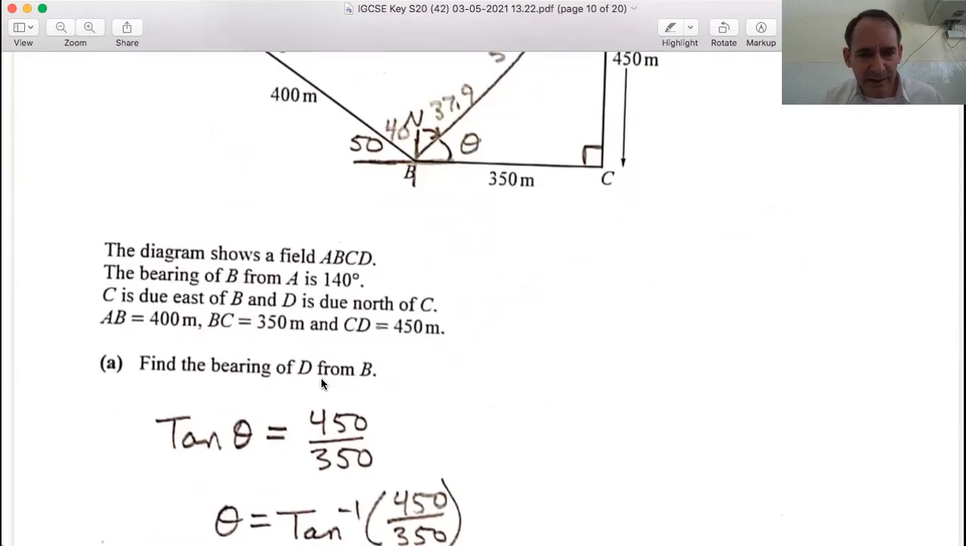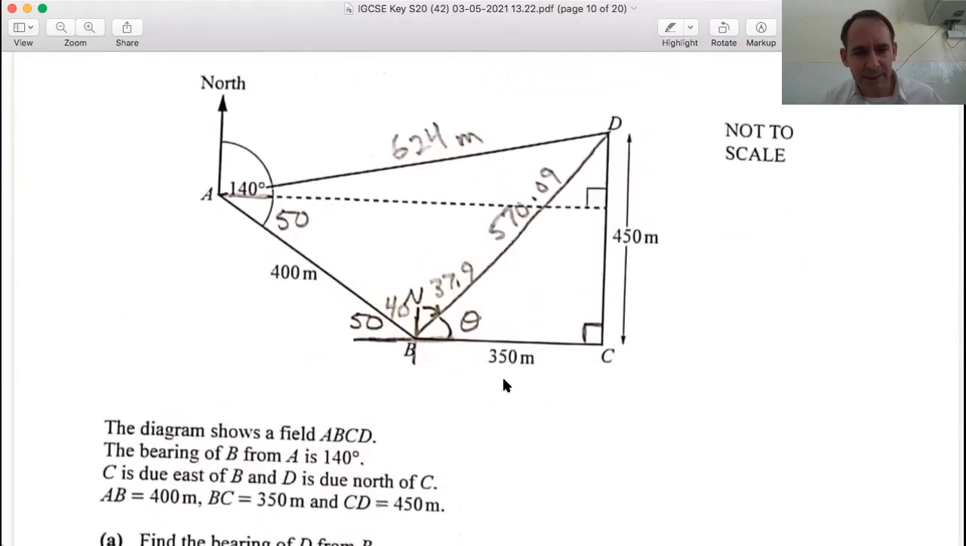Find the bearing of D from B. So here's D over here, and we want to find the bearing of D from B. So we start at B because that's where we're coming from. So we put our north, south, east, west thing here, and we want to go from the north, rotating clockwise until we're facing D. So we need to find this little angle here.